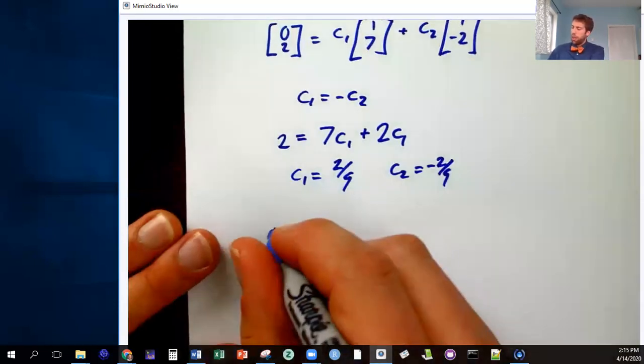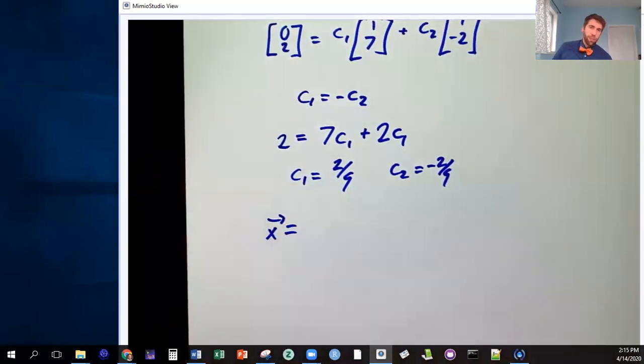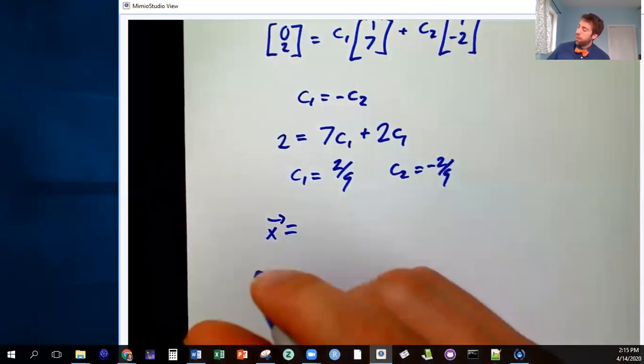So then x equals, I've got Genevieve with me if you can hear her. She's starting to wake up a little bit from her nap.